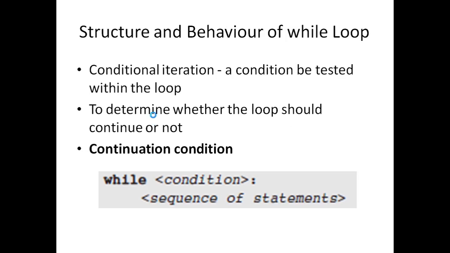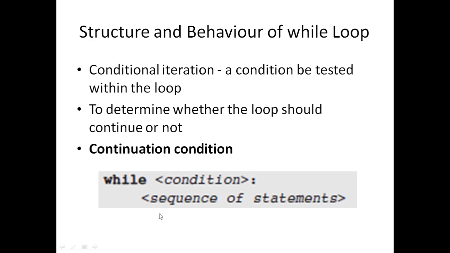Now we'll see the structure and behavior of the while loop. In conditional iteration, a condition is tested within the loop, to determine whether the loop should continue executing. If the continuation condition is false, the loop ends. If the continuation condition is true, the statements within the loop are executed. We call this the continuation condition.